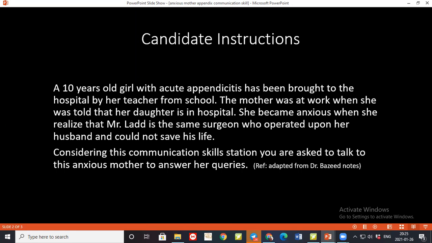Doctor, is it dangerous for my daughter? This acute appendicitis you told me about, is it very dangerous to my daughter's life?